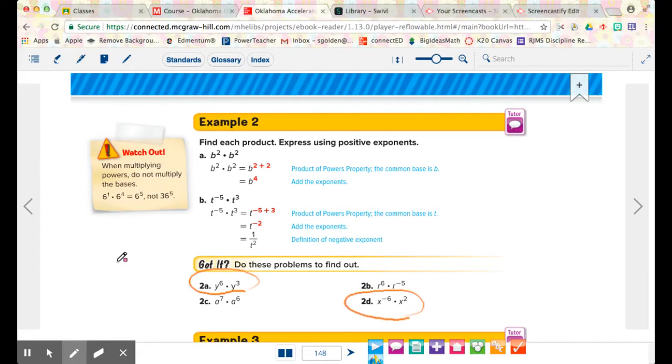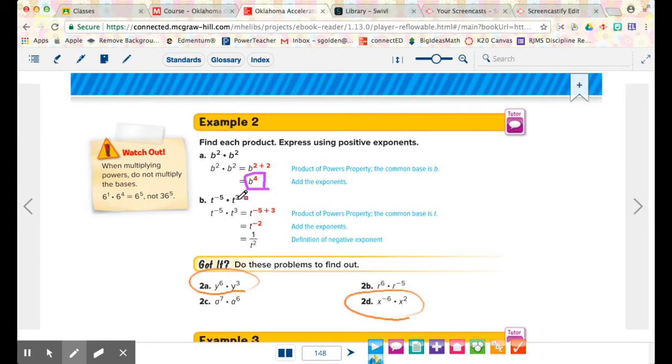All right, on example 2, we're still doing the same thing, but now instead of numbers, we have letters or variables. We're still finding the product, which means the answer to a multiplication problem, using positive exponents. A says b to the 2nd power times b to the 2nd power. Since we're multiplying with the same base, we can add our exponents. So it's b, and then the exponent is 2 plus 2, which is b to the 4th power.